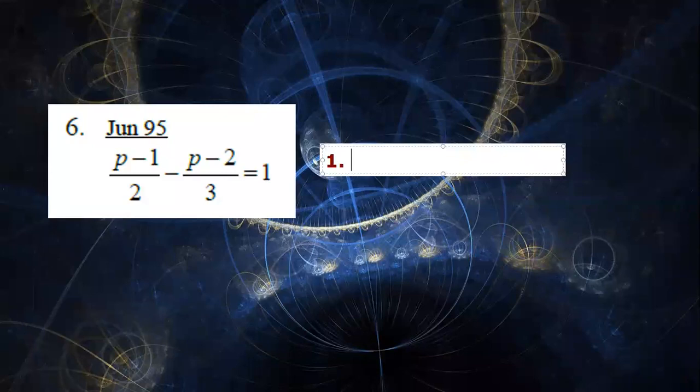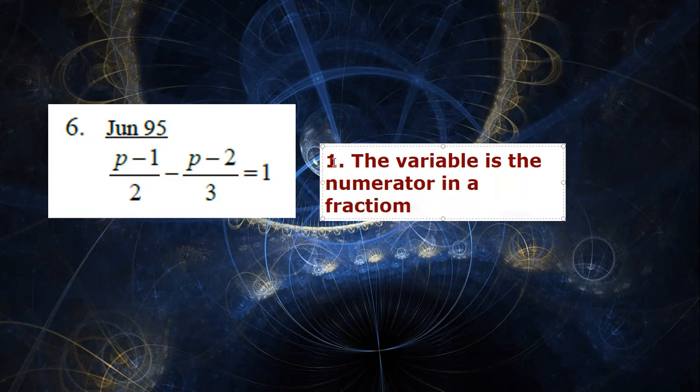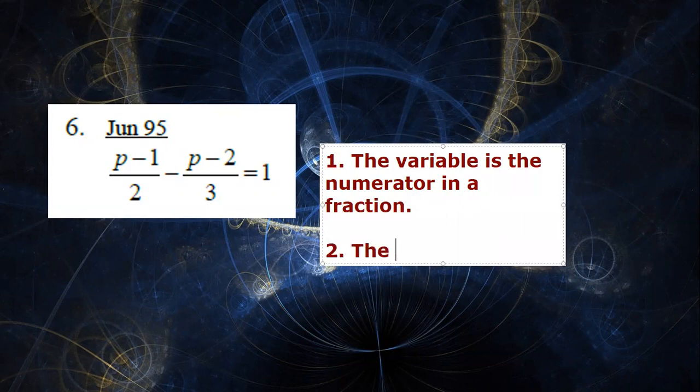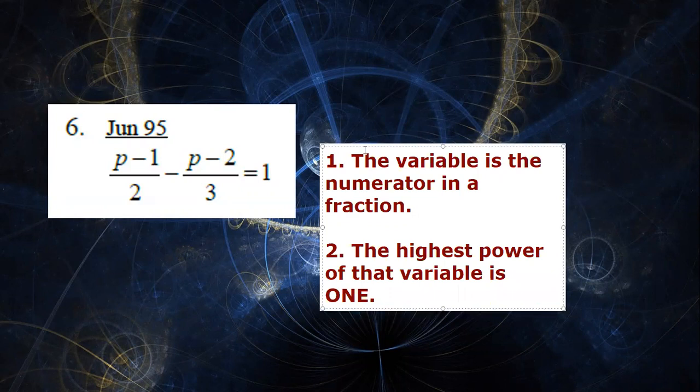1, the variable is the numerator in a fraction. And 2, the highest power of that variable is 1. Okay, very, very important. Either one or both. That's how we know it's a linear equation, and this is a linear equation. So let's go ahead and solve it.